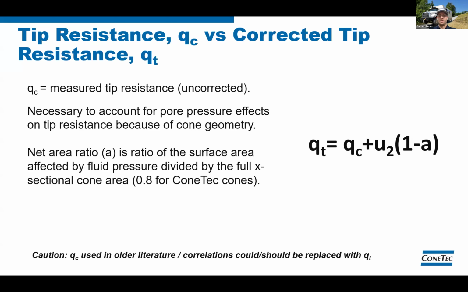So we use the equation on screen, which accounts for the pore pressure acting on the cone tip geometry. In the equation, U2 is the dynamic pore pressure at the U2 position, and A is your net area ratio. The net area ratio is the surface area affected by fluid pressure divided by the cross-sectional area of the cone. So we can see greater A value, less corrections applied.